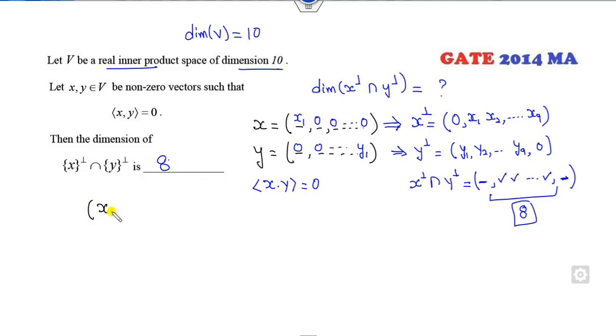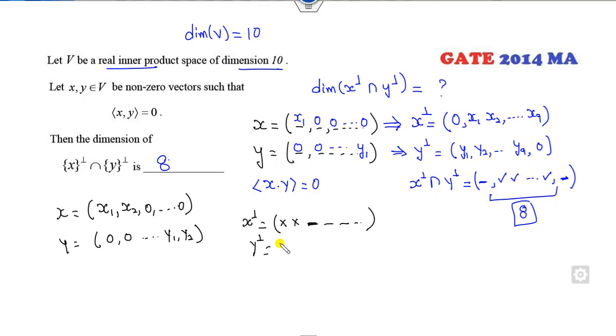You may think about it this way. If I consider x1, x2, rest all values are 0, and y is 0, 0, and the last two values are y1 and y2, again the dot product is 0. If you consider this here, then this value is nothing. This value has some value, and what is the y complement? This has some value, and the last two values are not there. What is the intersection? Sorry, 2 and 2, 4 are cancelled, it is 6, but this is not the maximum number of linearly independent vectors. You always remember, dimension is the maximum number. So the maximum number is only when you consider it this way.